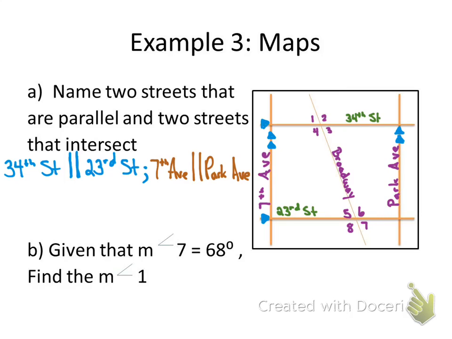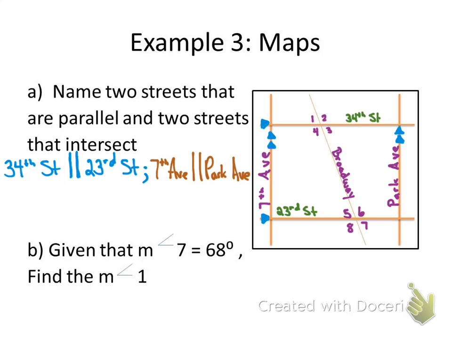What's one pair of intersecting streets, Chris? 7th and 23rd. Okay, 7th and 23rd. What's another one? Come on, not everybody at once. Alicia? Is it 34th and Park? 34th and Park. What's another one? Kevin? 7th Avenue and Broadway. 7th and Broadway? No. Those don't intersect. Not on that plane, they don't intersect. They will eventually, but they don't intersect on that plane. Justin? 7th and 23rd.